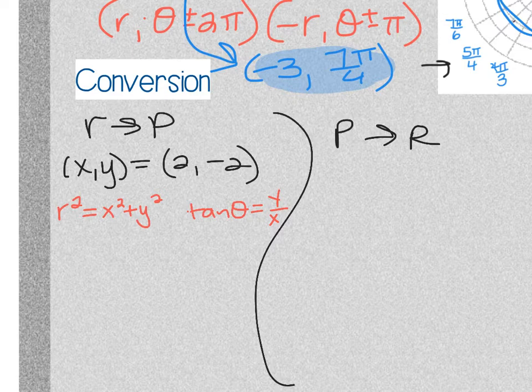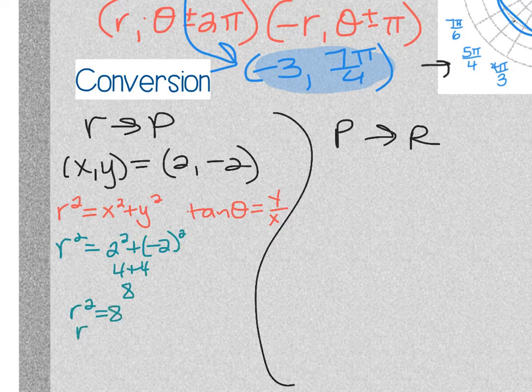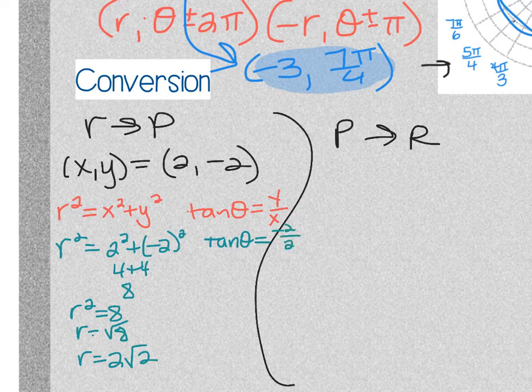So in this case, r squared would equal 2 squared plus negative 2 squared. 4 plus 4, which is 8. R squared would equal 8. So r would equal square root 8 or 2 root 2. And then tangent of theta would equal y over x, which is negative 2 over 2. We're saying the tangent of theta equals negative 1.